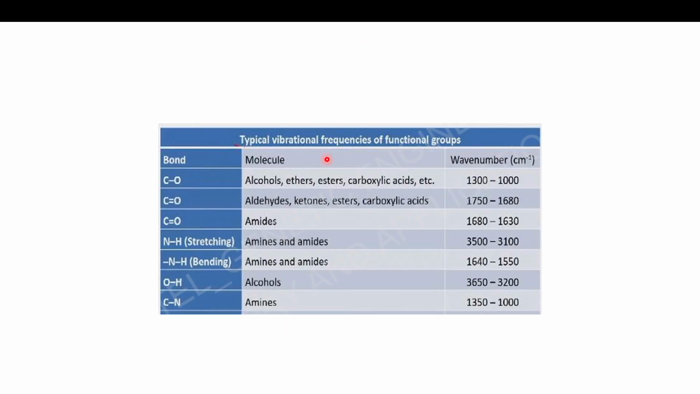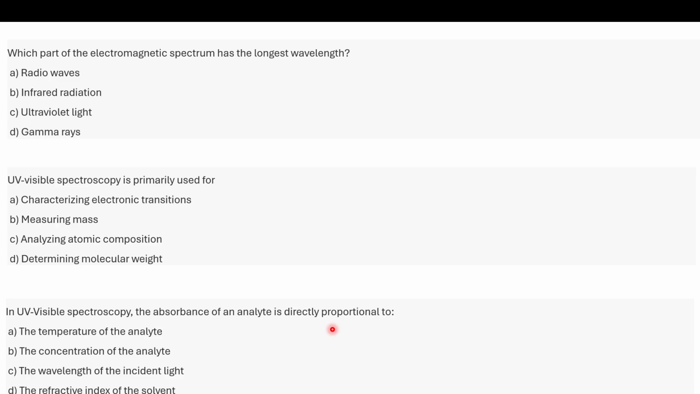So this is again typical vibrational frequencies of different kinds of functional groups. We looked at C double bond O containing groups like aldehydes, ketones, esters, carboxylic acids. This lies in between this range. So this is just a table for information. This is taken from the lecture video only.